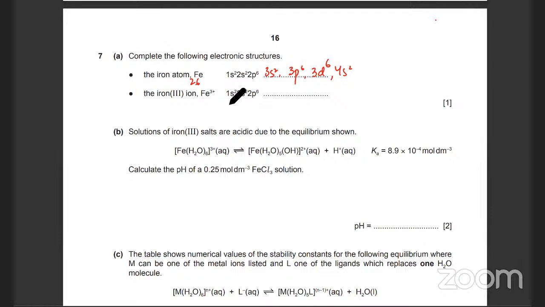So then you've got the iron 3 plus ion. You're going to remove 2 electrons from 4s and 1 from 3d. So it's going to be 3s2, 3p6, and 3d5.